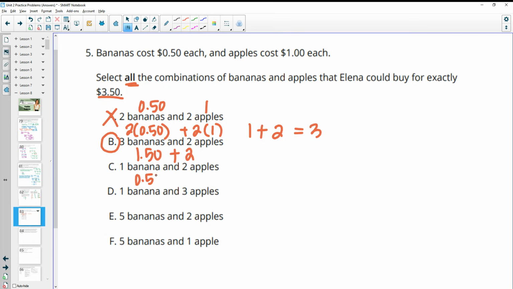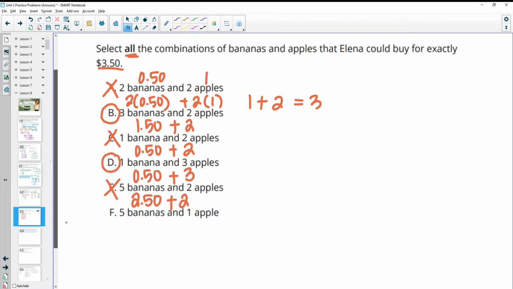1 banana at 50 cents would be 50 cents. 2 apples at $1 would be 2. That's $2.50, not $3.50. 1 banana at 50 cents and 3 apples at $1 each would be $3.50. 5 bananas at 50 cents, so 5 times 50 would be $2.50. And then 2 apples each at $1, that totals $4.50. 5 bananas at 50 cents is $2.50, and then 1 apple at $1, that totals $3.50.